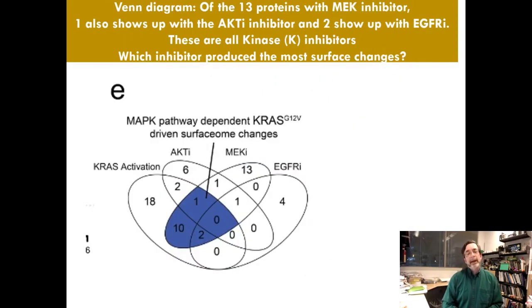So they do a big Venn diagram. They did this with the KRAS activation. That means cancer, no cancer. Then they did this with 3 different inhibitors. It makes this kind of big Venn diagram.